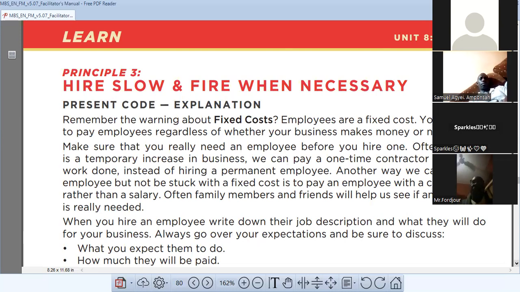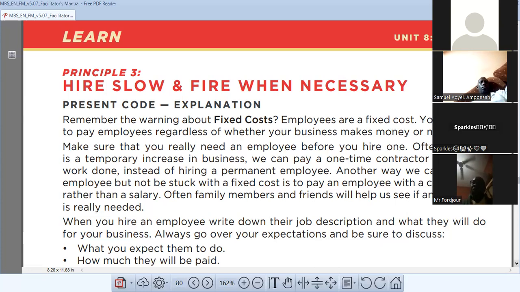Okay. So what's the point of having so many employees when you can't even pay them their salaries? When you're running a business, that's something you really need to consider. An employee, because he's a fixed cost, you can only employ someone when it is really, really necessary. Don't rush to employ somebody because you want to tell people that I've got so many employees in my business. No. So he says, make sure that you really need an employee before you hire one.